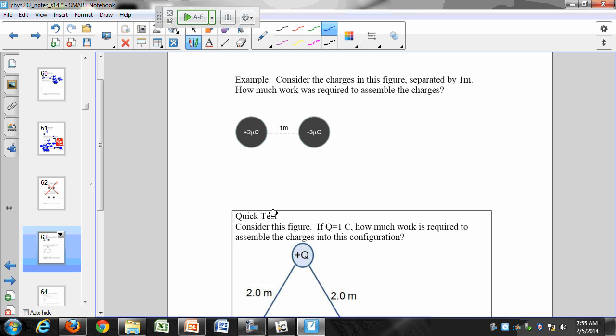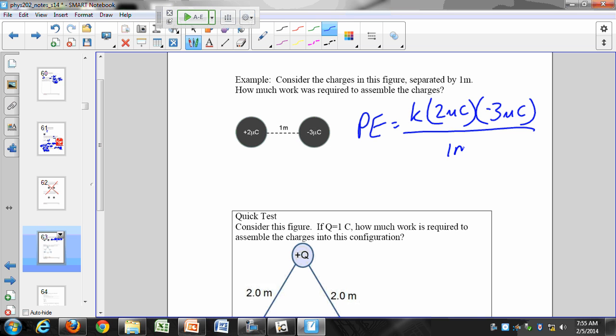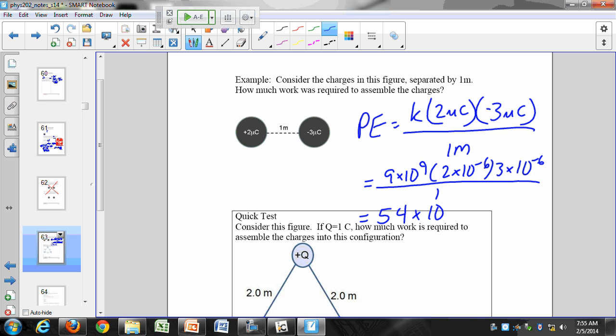So if I want to find the work required to assemble these charges, it's just going to be K times 2 microcoulombs times -3 microcoulombs divided by the distance, which is 1 meter. So that 18 times 3 is 54 times 10 to the -3, right? So 0.054 joules.